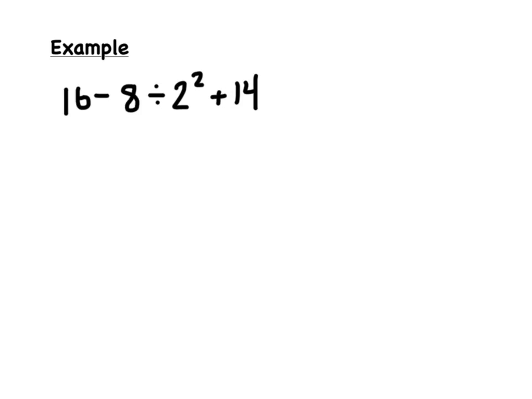So in this example, we want to figure out what the answer is, and we are going to be using our order of operations. So remember what we have. We have P, E, M, D, A, S. Parentheses, exponents, multiplication, division, addition, and subtraction. So let's look at the very first letter, P, parentheses. Do we have any? No.